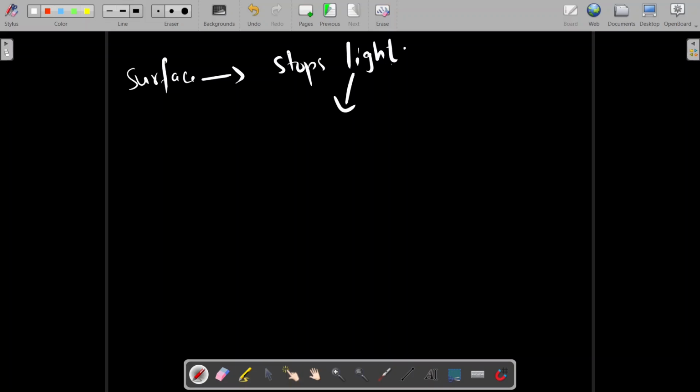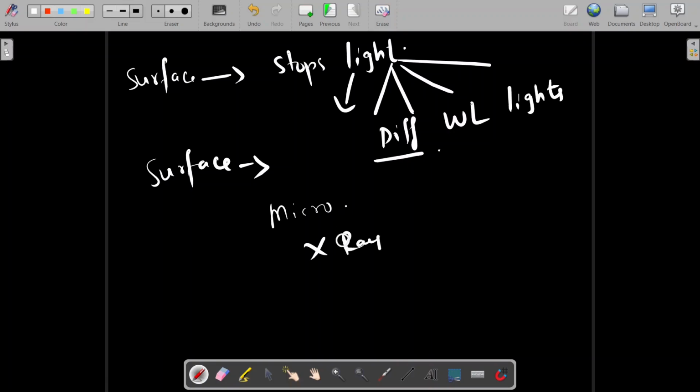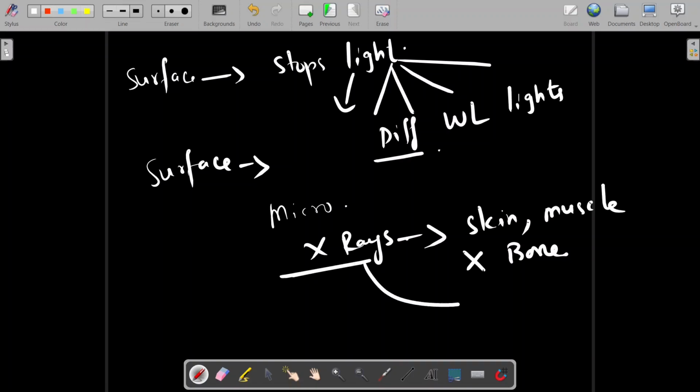The light here means different wavelength lights. Some surface can stop some wavelengths, then for that wavelength it becomes surface, not for other wavelengths. For example, microwaves can pass through most of the surfaces, even your wall. Even X-rays can pass through your skin and your muscle, but cannot pass through your bone. So for X-rays, bone can be the surface.